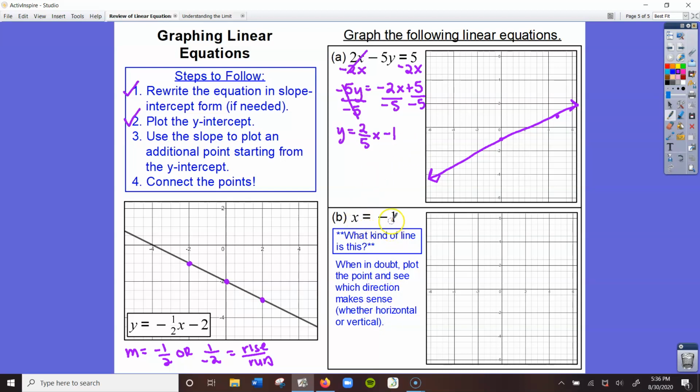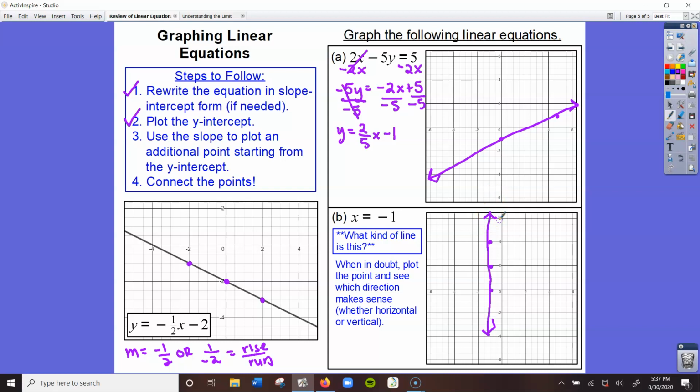So I have x is equal to negative 1. So I'm going to go to my x-axis, and I'm going to plot a point at x is equal to negative 1. Let's say I thought this was a horizontal line. Well, if it was horizontal, and I were to plot a point over here at x is negative 2, that means x is no longer negative 1. That doesn't make any sense. So this must be a vertical line. If I were to draw a second point, let's say right here, this is negative 1, comma 2, meaning that my x value, no matter where I go along this vertical line, is still negative 1. So this is a vertical line.